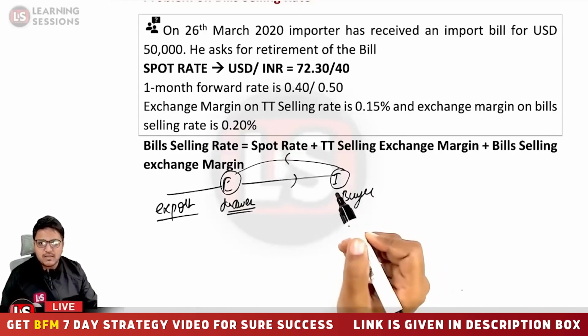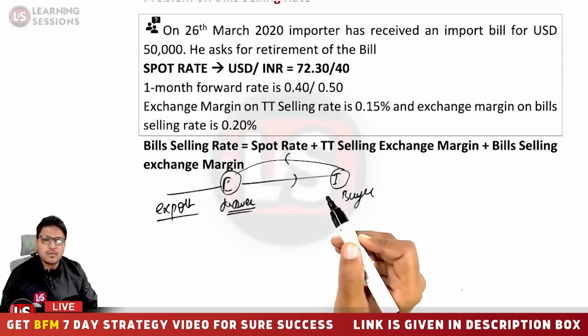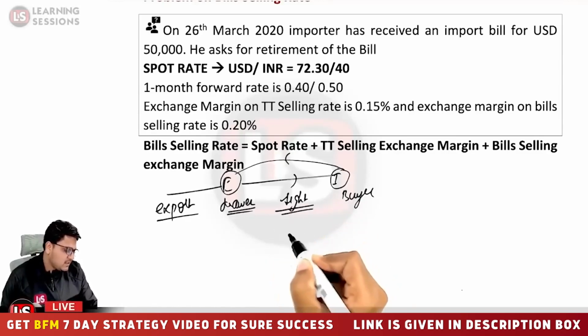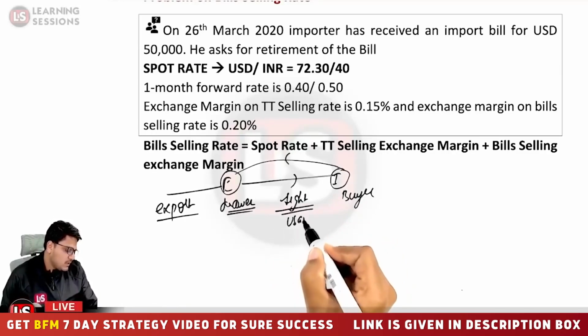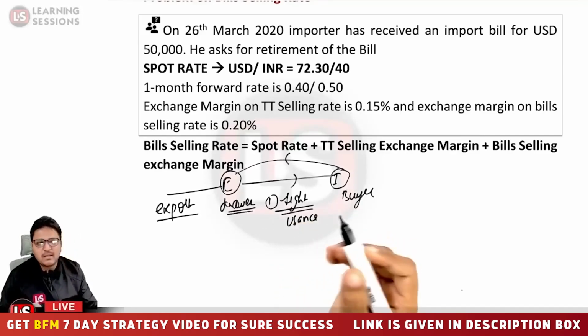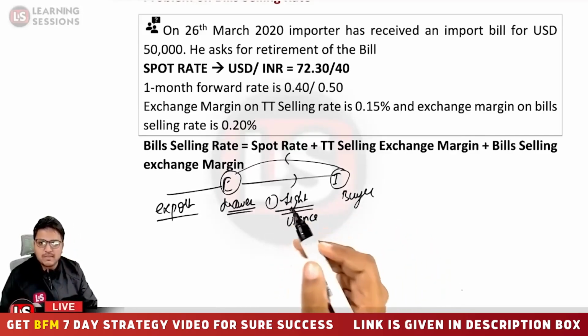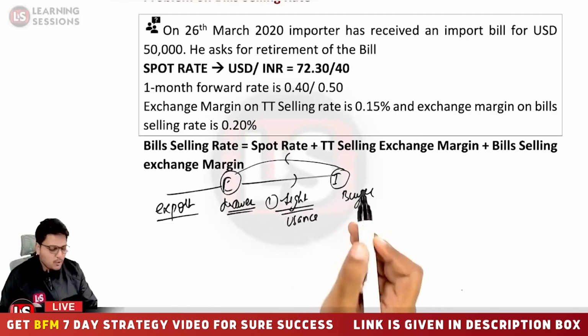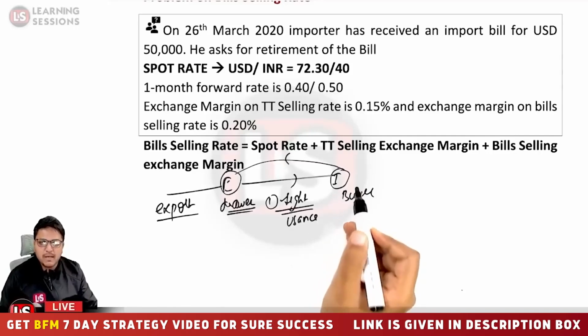Now let me give you an example of the bill. There can be two types of bills: one is the sight bill, and the other is the usance bill. Now what is the sight bill? It is to be paid on presentation of the bill. Whenever the bill is presented by the exporter, the amount is to be paid by the importer.